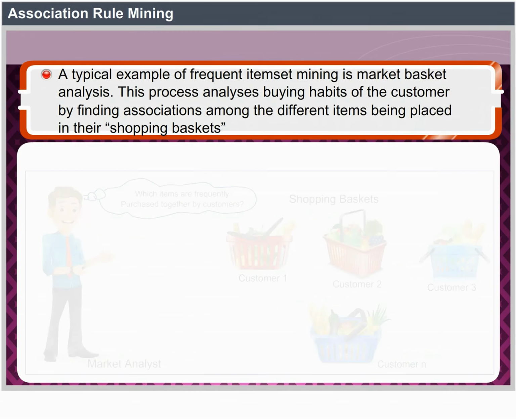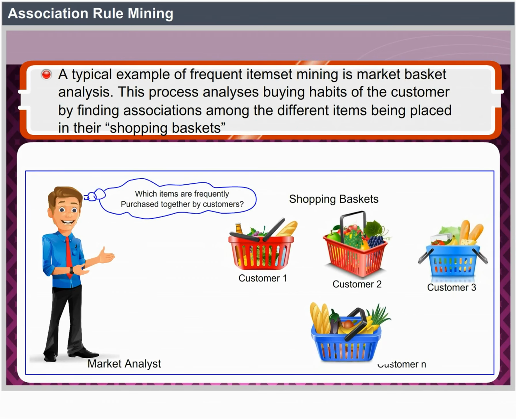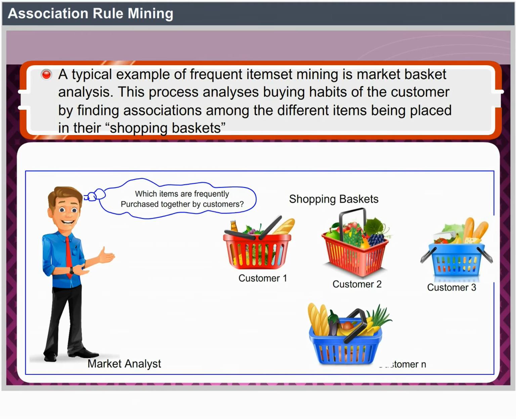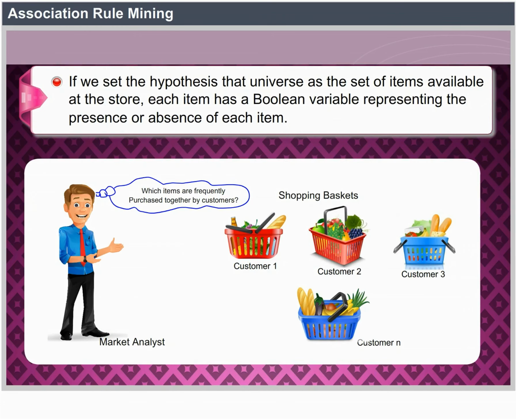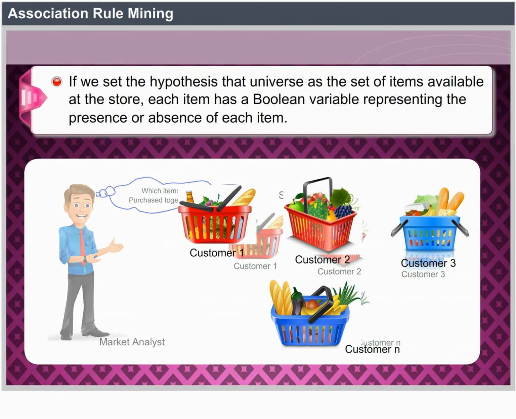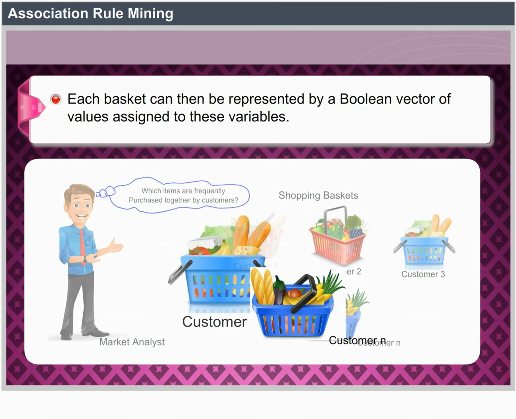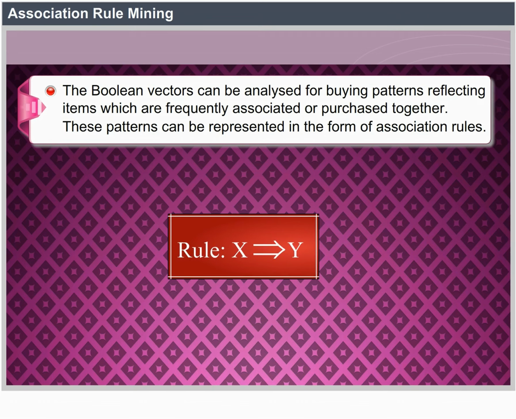A typical example of frequent item set mining is market basket analysis. This process analyzes customer buying habits by finding associations between the different items that customers place in their shopping baskets. If we think of the universe as a set of items available at the store, then each item has a Boolean variable representing the presence or absence of that item. Each basket can then be represented by a Boolean vector of values assigned to these variables. The Boolean vectors can be analyzed for buying patterns that reflect items that are frequently associated or purchased together. These patterns can be represented in the form of association rules.